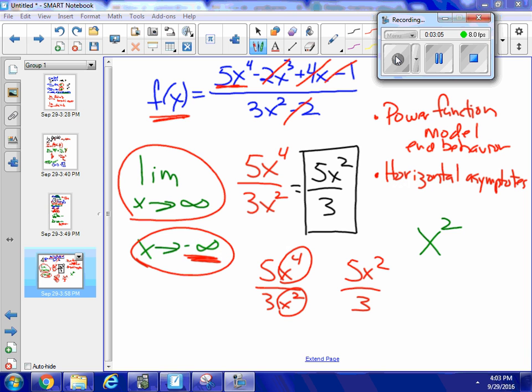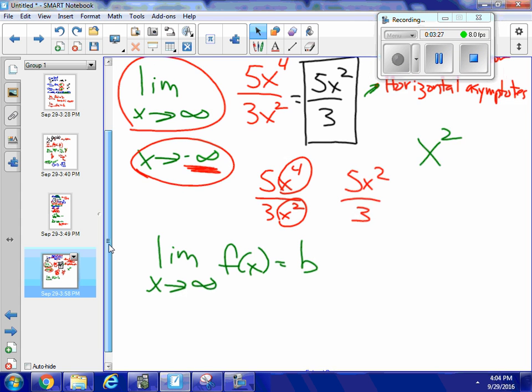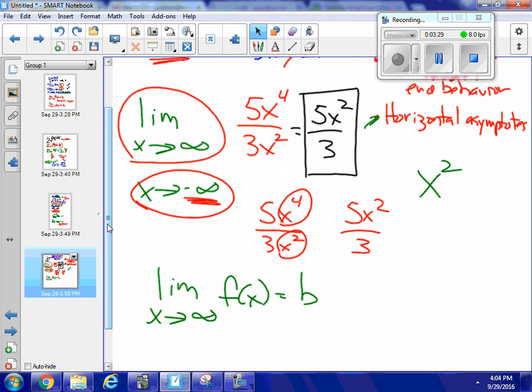And now to shift into the second piece, horizontal asymptotes. Let's remember, the definition of a horizontal asymptote is that the limit as x approaches infinity of a function is equal to a constant b. Well, in this case, we've just determined that the end behavior as x approaches infinity or negative infinity is not a constant. It's a power function. It is 5x squared over 3.